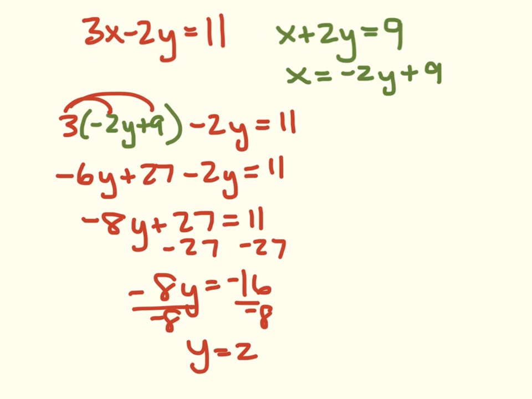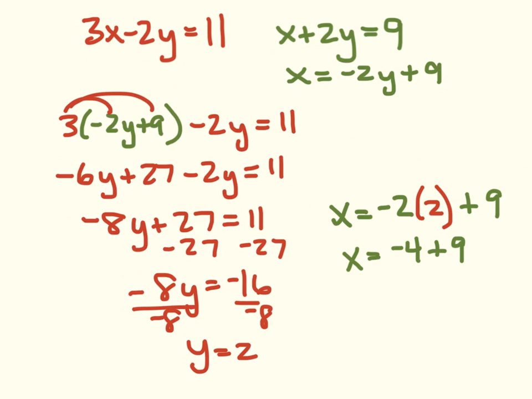Then I'm just going to plug this right back into the equation that I saw earlier. So x is equal to negative 2. Now I'm going to replace the y with what y equals. y equals 2 plus 9. So x equals negative 4 plus 9. x equals 5. So the solution to this system is (5, 2).